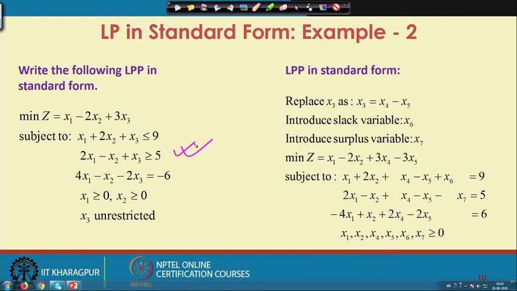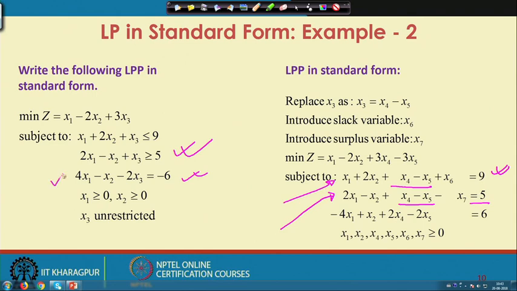Similarly, we have introduced the slack variable x 6 as well as x 3 has been replaced by x 4 minus x 5. Similarly, in both the equations, in the first equation, we have introduced x 6 as slack variable, and in the second equation, we have introduced x 7 as surplus variable.